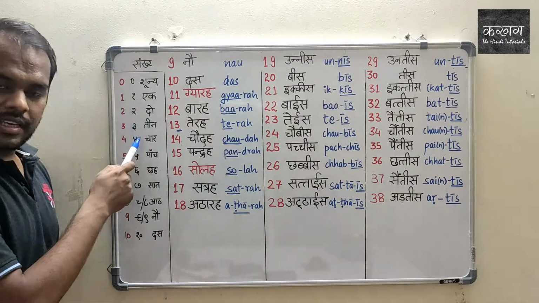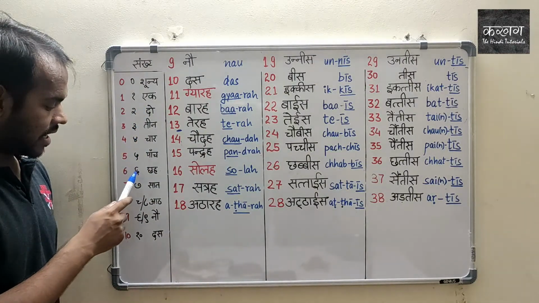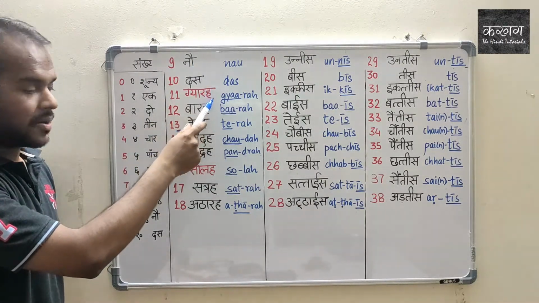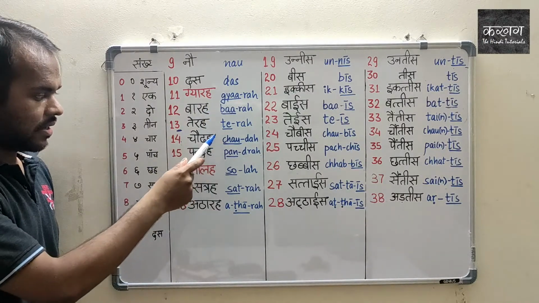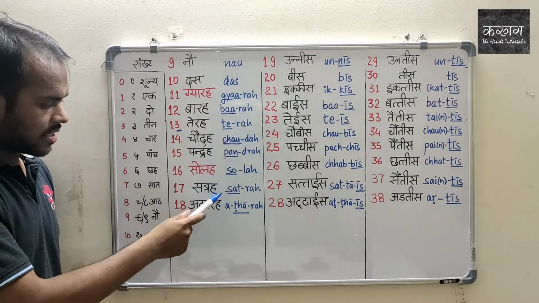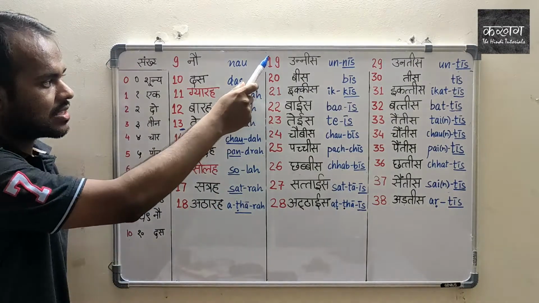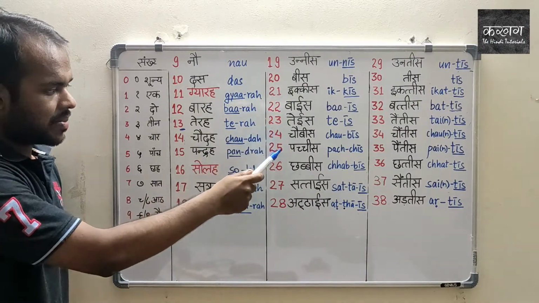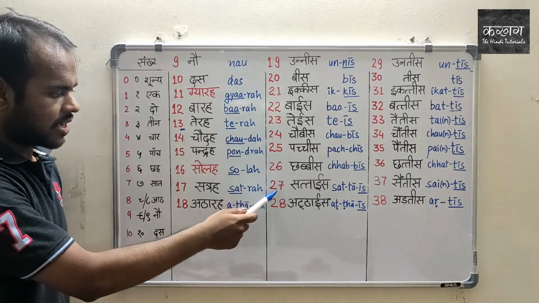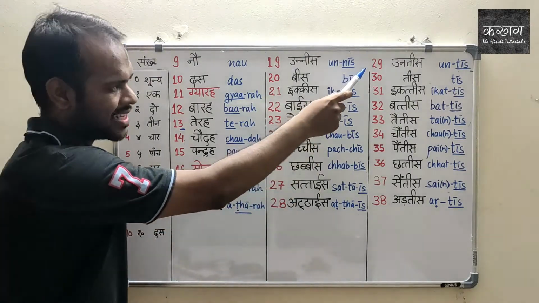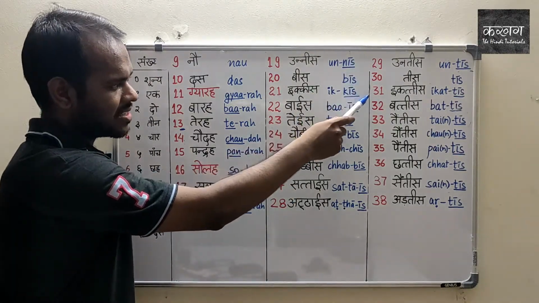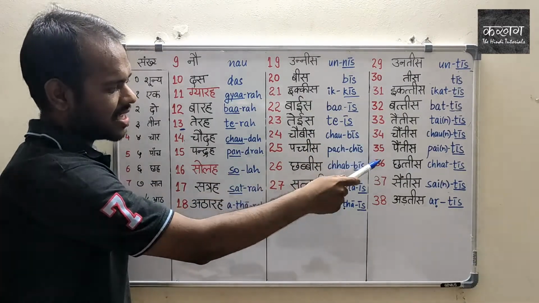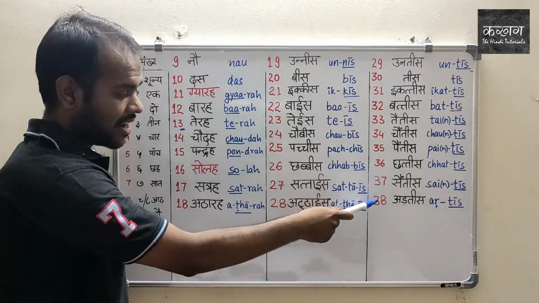1 2 3 4 5 6 7 8 9 10 11 12 13 14 15 16 17 18 19 20, 21 22 23 24 25 26 27 28 29 30 31 32 33 34 35 36 37 38.